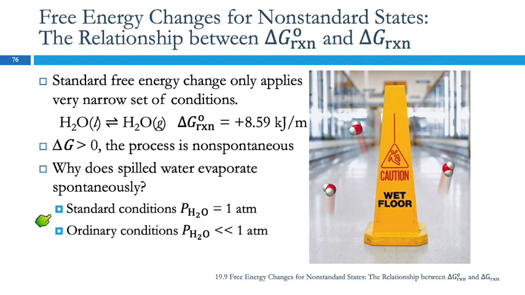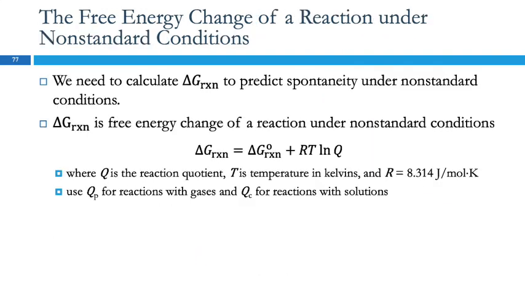If you're under standard conditions, the vapor pressure of the water is 1 atmosphere. The vapor pressure of water in this room is not anywhere close to 1 atmosphere. It's really, really small. Under ordinary conditions, the vapor pressure of water is much, much smaller than 1 atmosphere. If we want to predict spontaneity under non-standard conditions, then we need to calculate delta G under those non-standard conditions.